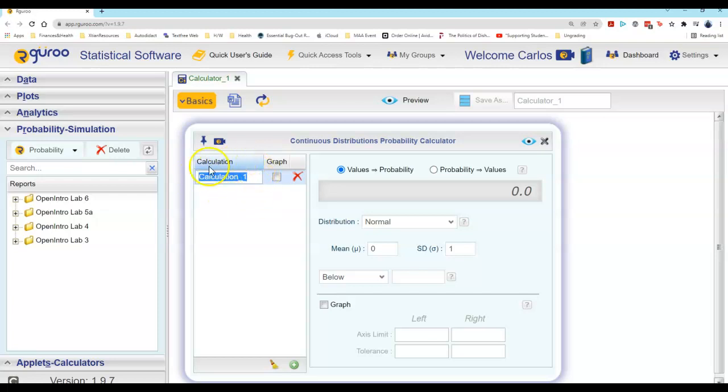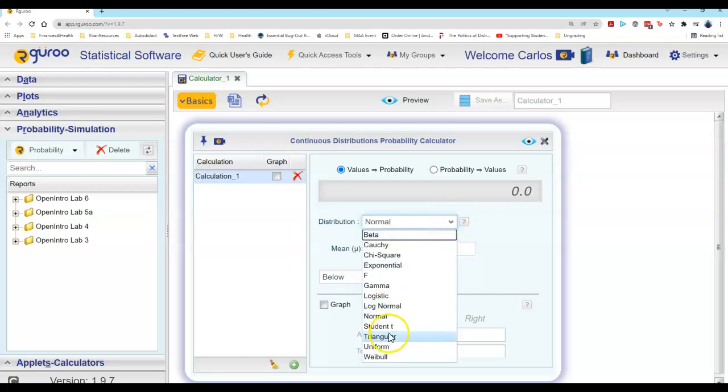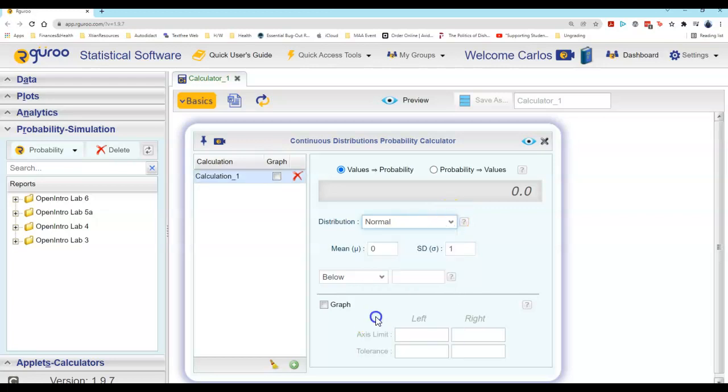We don't need to worry about naming our calculations, so I'm not going to worry about that. Do make sure your radio button for values, that is, in this case, z-score values corresponding to probability, that is, area under the curve, is checked. Just as an aside, notice that the distribution is already in my Rguroo preset to normal, but there is a drop-down menu that has a variety of different continuous distributions that we can find probability values for.